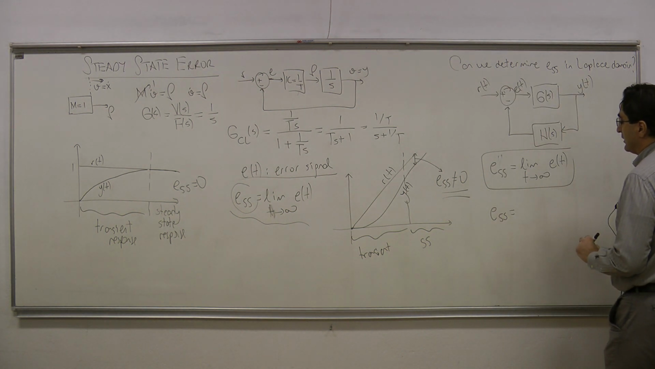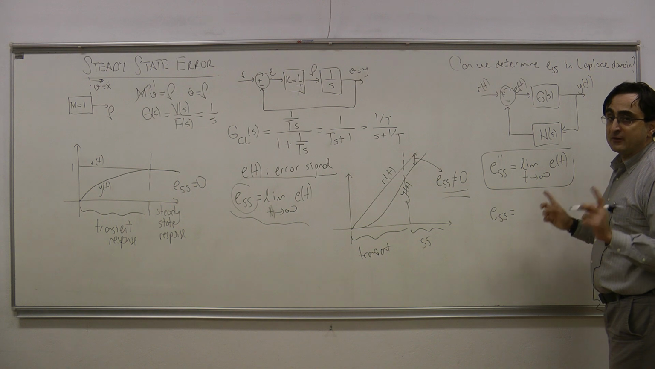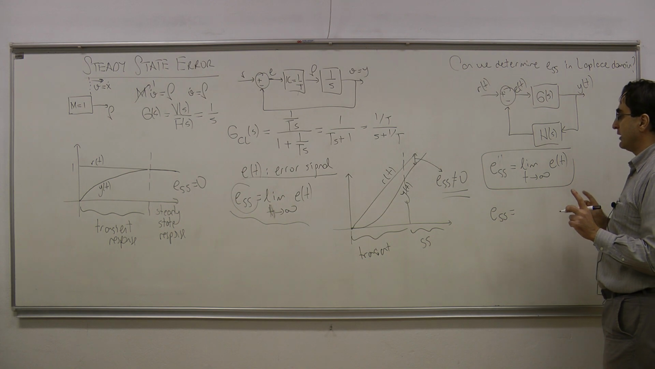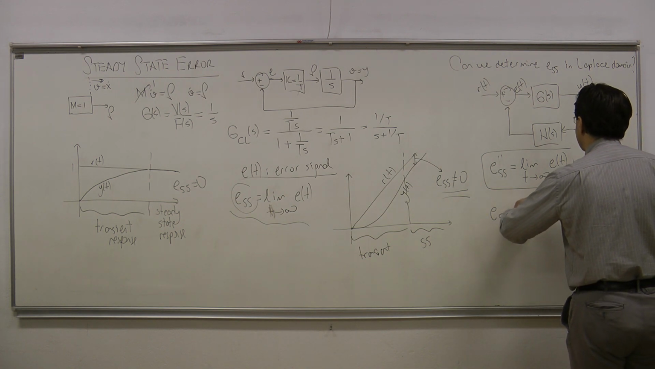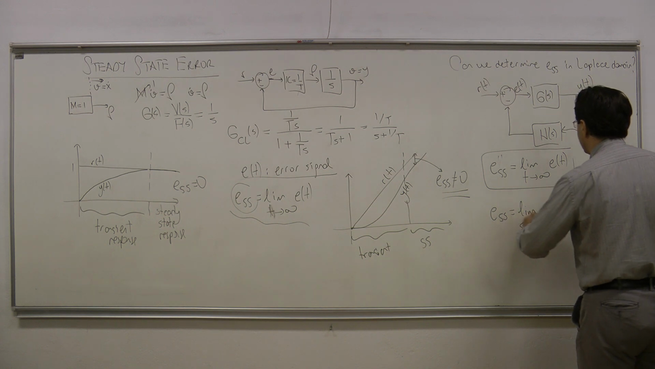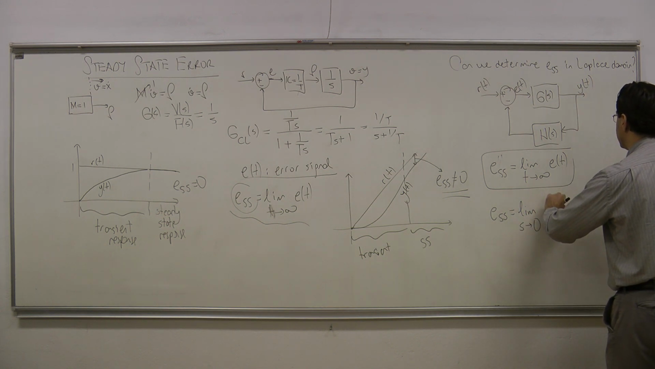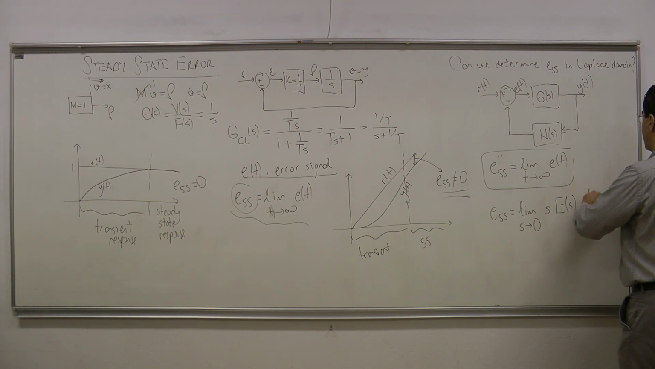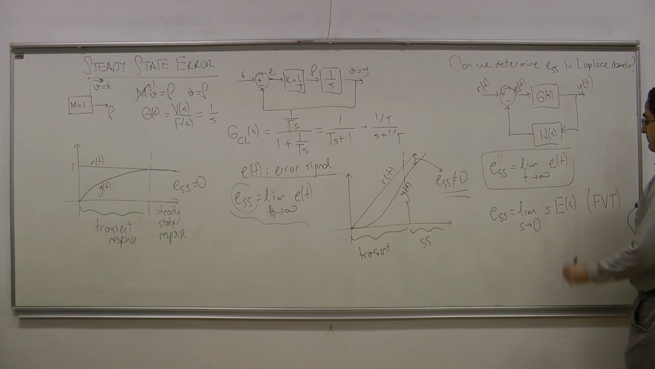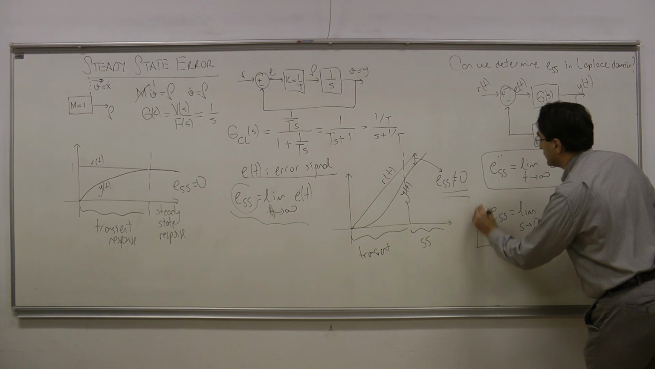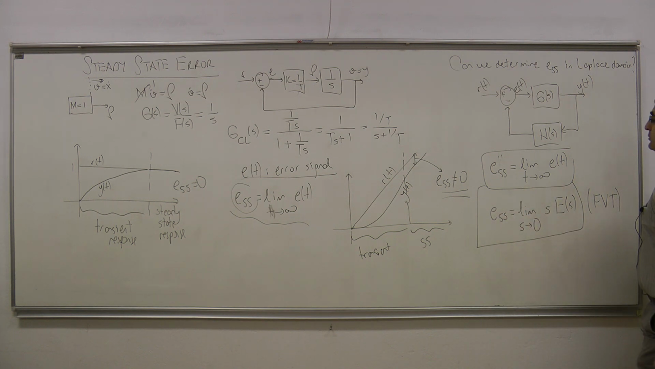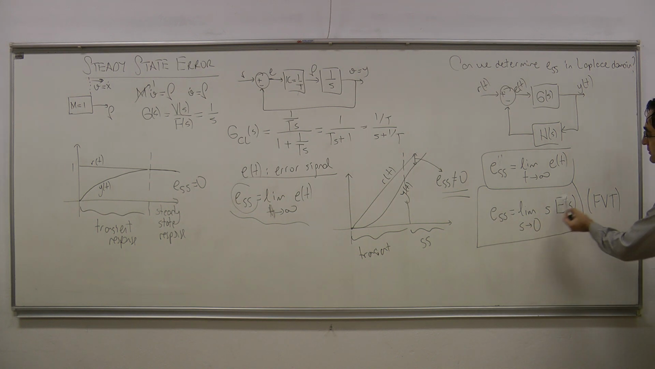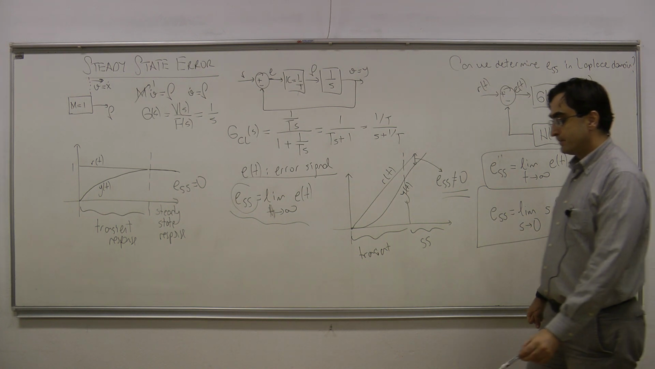Remember, the final value theorem tells us that this limit, if some conditions are satisfied, and we are always going to assume that those conditions are satisfied in this course, is the limit as s goes to 0 of s times the Laplace transform of e(t), which is E(s). So this is the final value theorem coming from the Laplace domain properties, and therefore we are going to use this property in order to make a connection between this time domain quantity and the Laplace domain quantities such as E(s). All right?